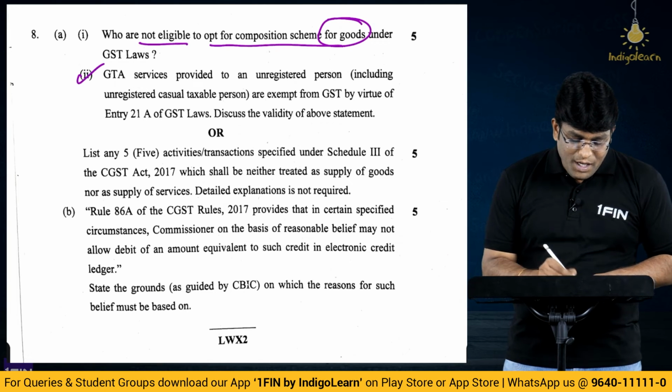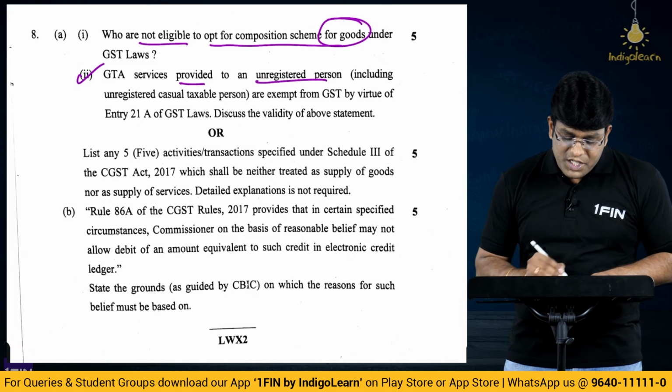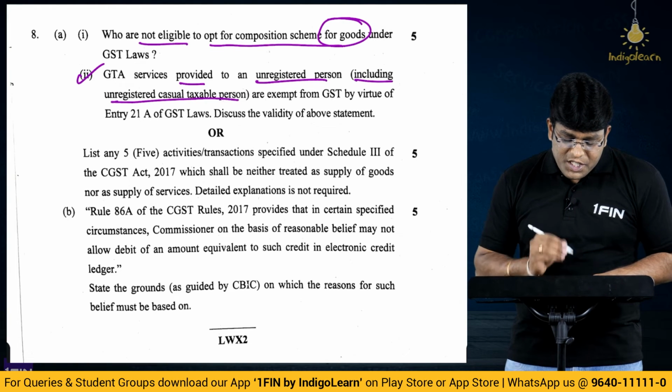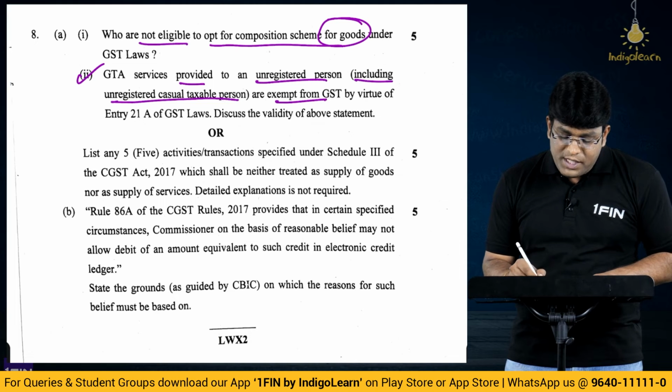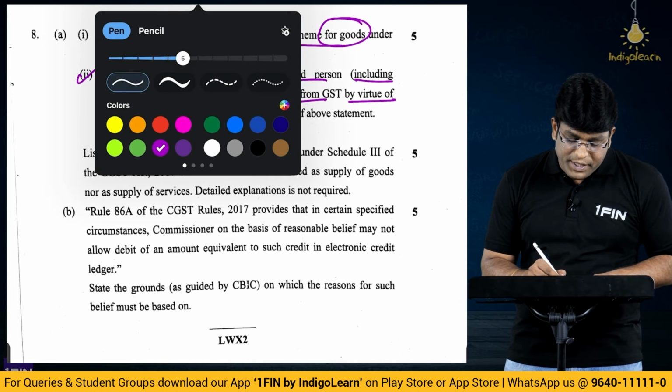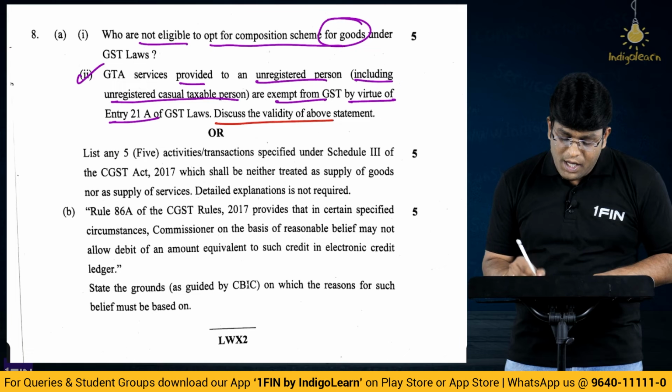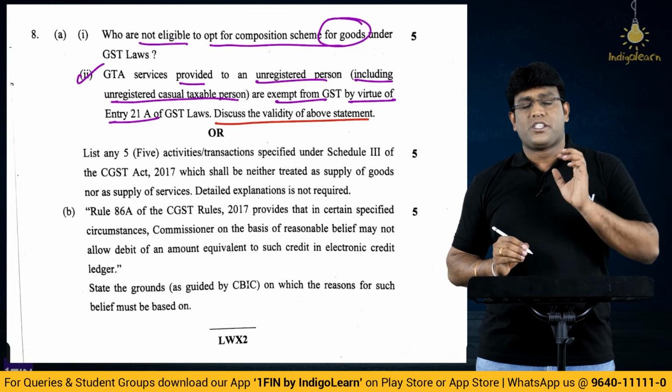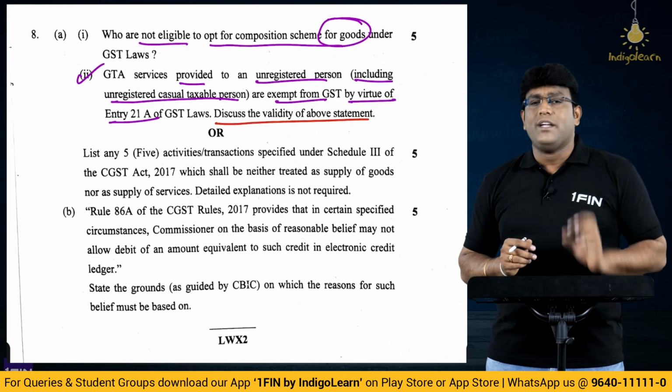Next. GTA service provided to unregistered person, including unregistered CTP, are exempt from GST by virtue of entry number 21A of GST laws. Discuss validity of this statement. This statement is not totally valid.